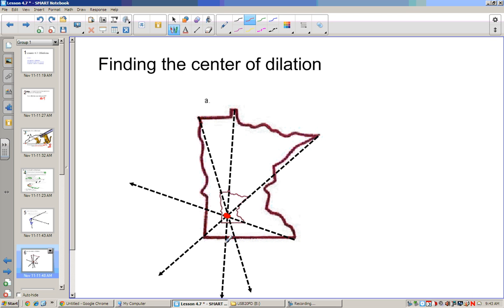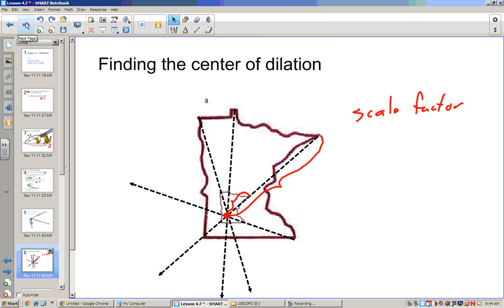Now if we want to find the scale factor, what we have to do is measure the distance from the center to the smallest one, then measure the distance from the center to the largest one, and then divide them. So this divided by that will give us our scale factor. Since this is blown up, the measurements aren't going to be the same as the one on your sheet. So I'm going to let you figure that one out.